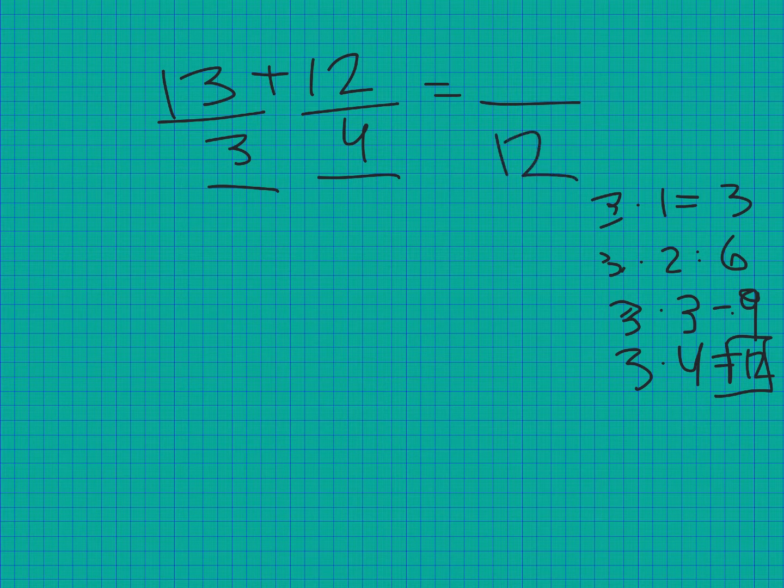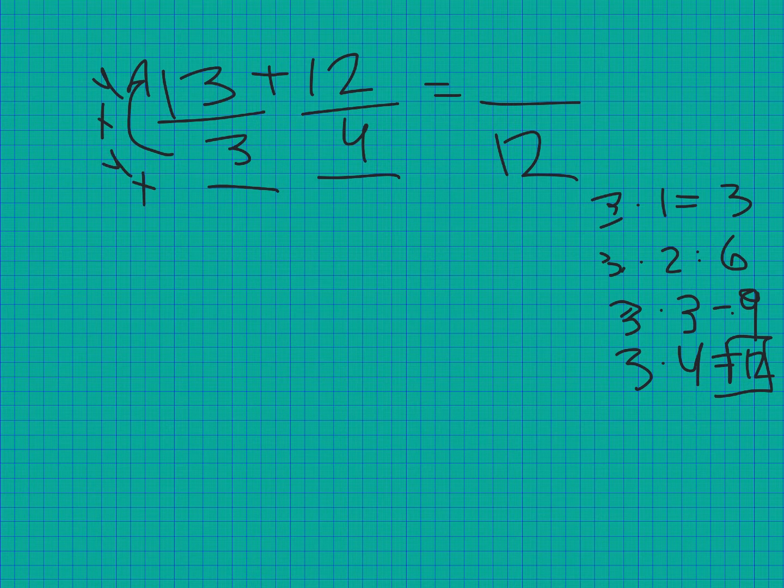Now, how does that affect us here, since we changed these denominators? Well, now we have to multiply the numerators, the numbers in the top, by the multiple that we used to get 12. So basically, what times 3 gives us 12? Well, we know that 3 times 4 equals 12. So we're going to use that multiple and multiply the numerator by 4, because we're multiplying the denominator by 4, right?